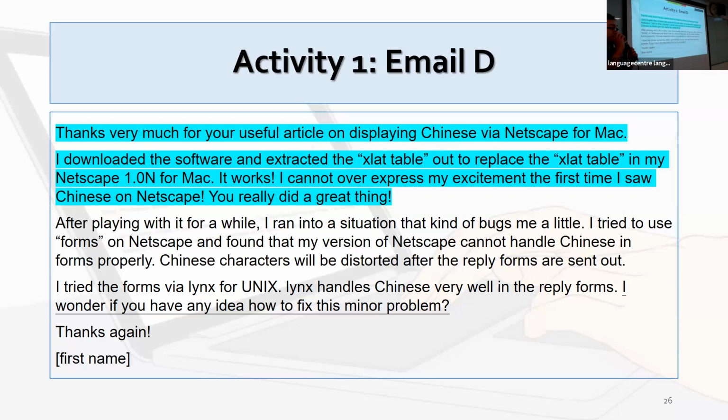Other than providing a reason or a justification, you can see in email D, right at the beginning, the email sender also said something about what the email recipient did previously. Like, thanks very much for your article. Like, you did a great thing. So, do you know why the email sender chose to say such words like "thank you"? Do you know the purpose of the highlighted part here?